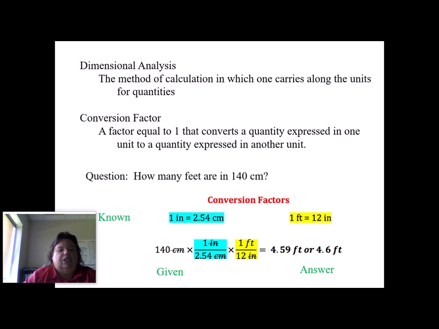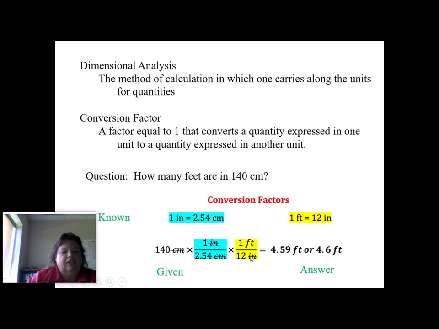Okay, so the question is, how many feet are in 140 centimeters? I don't expect you to know that 1 inch is equal to 2.54 centimeters. I do expect you to know that 1 foot is equal to 12 inches, however. So I'm going to start with the quantity that I know, 140 centimeters. I want to put centimeters on the bottom so that they cancel out, which puts the 1 inch on top.